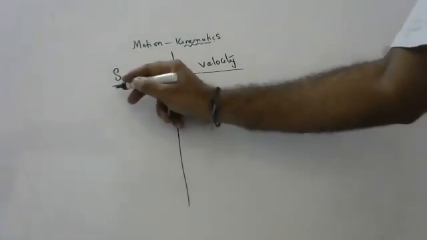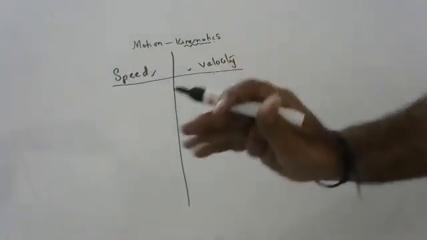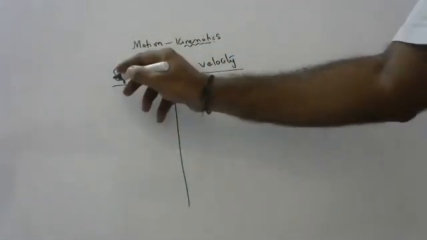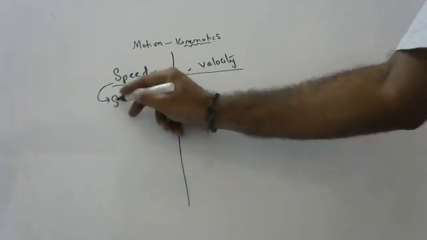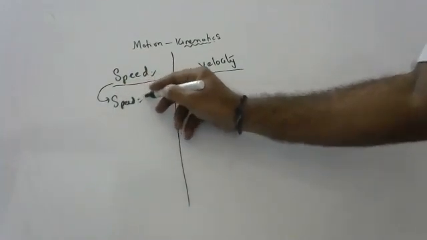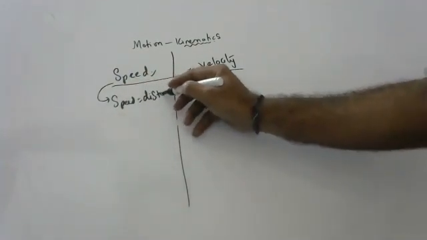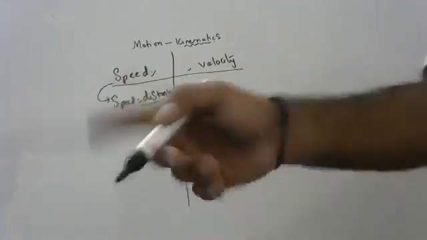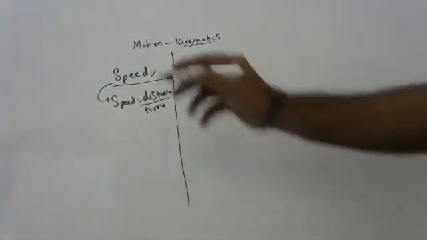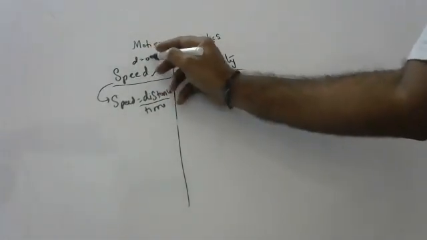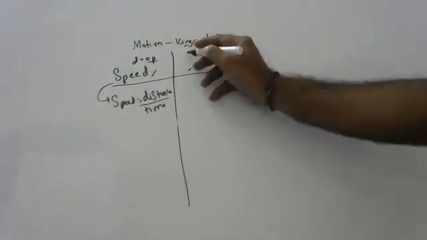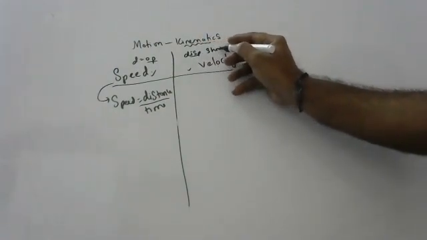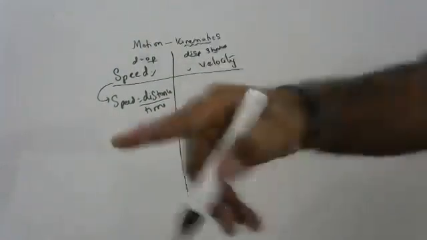Children, what is speed and what is velocity? In normal colloquial language, it is the same, but according to physics, they are different. Speed is distance traveled in a given time. Do you remember the difference between distance and displacement, children? Distance is the original path. And what is displacement? The shortest distance between the initial and final point.